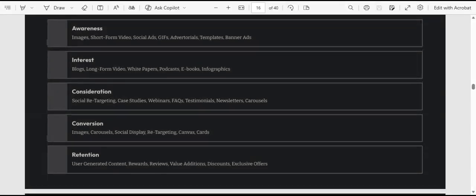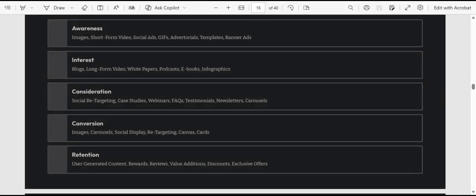In terms of the awareness stage, images, short form video, social ads, GIFs, advertorial templates, and banners work very well when we are targeting our audience that are in the awareness stage. Then when it comes to the interest stage, in terms of the buying journey of our audience, blogs, long form videos, white papers, podcasts, ebooks, and infographics play a very key role.